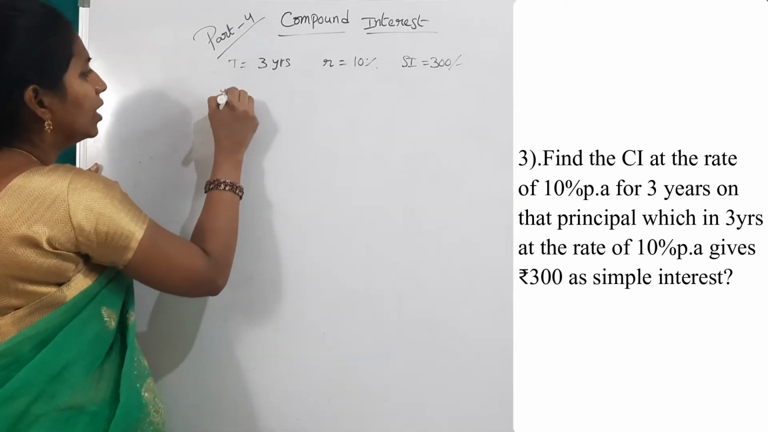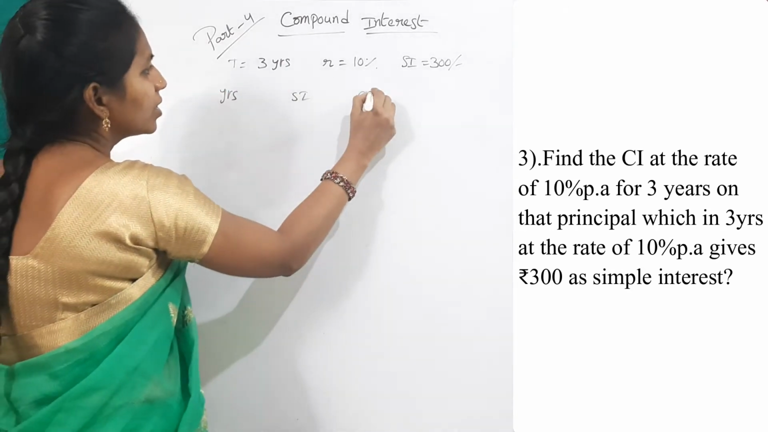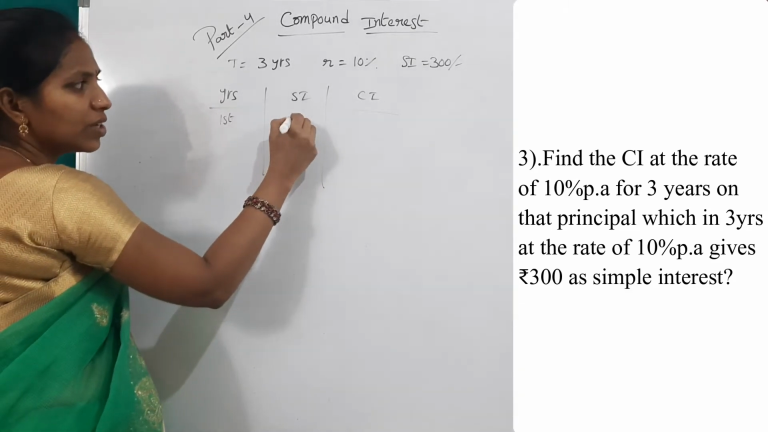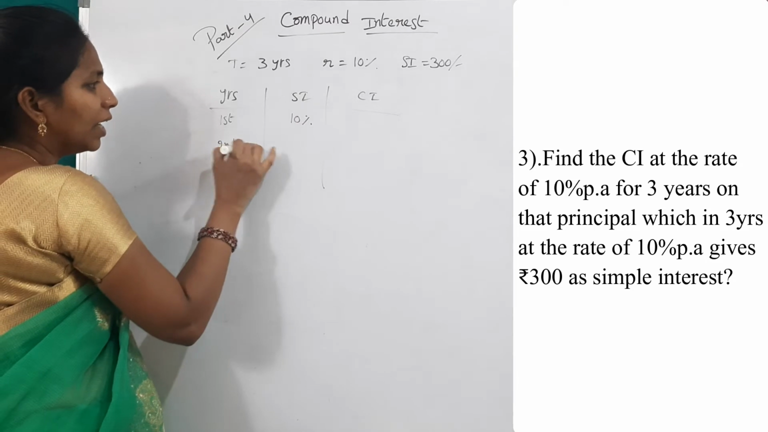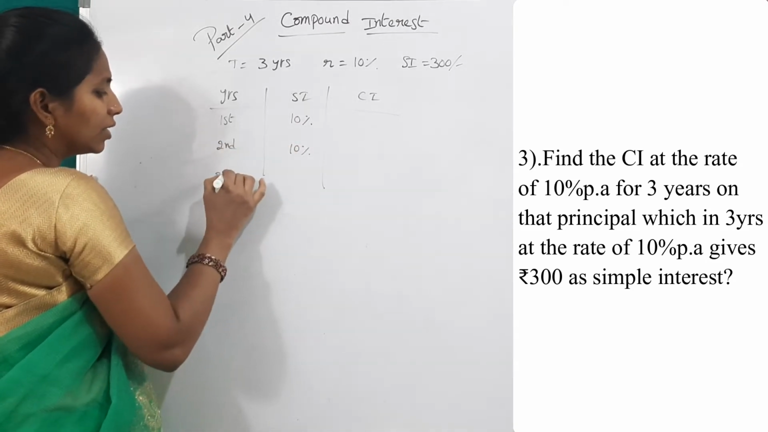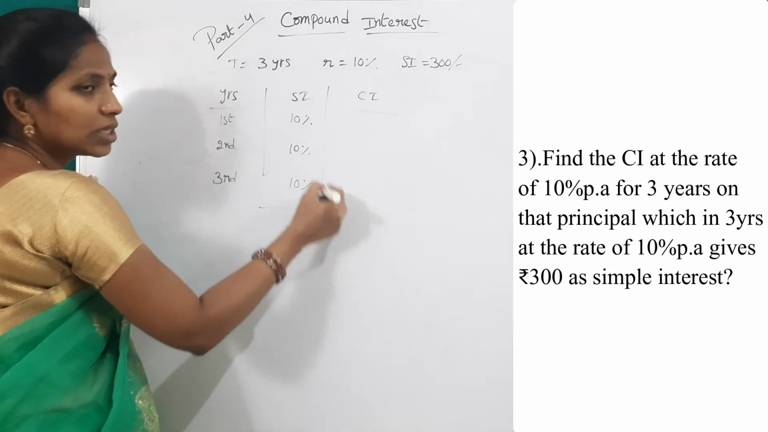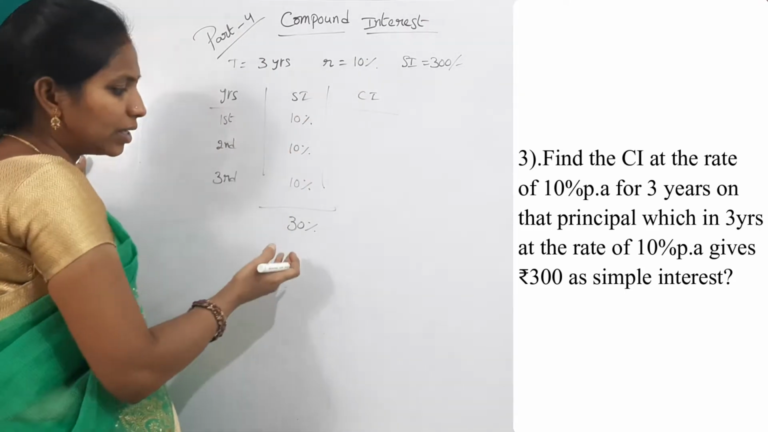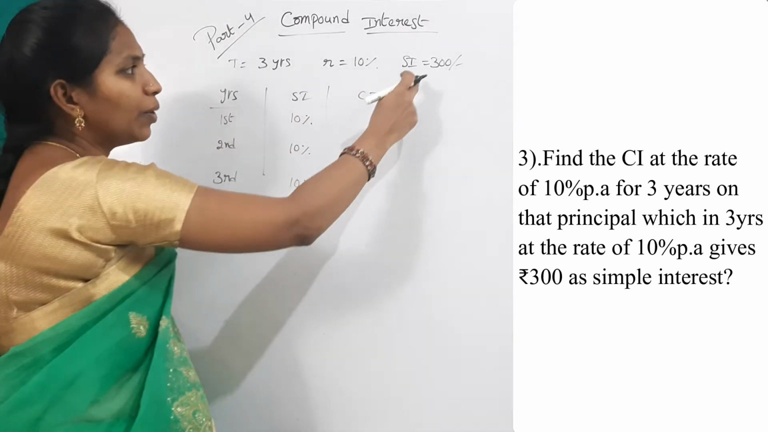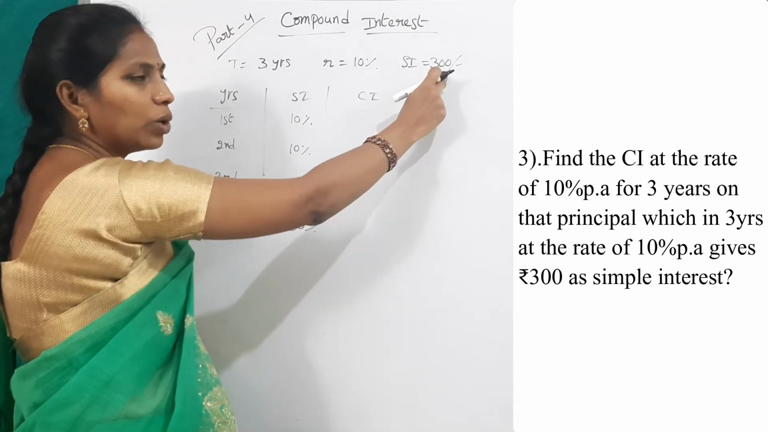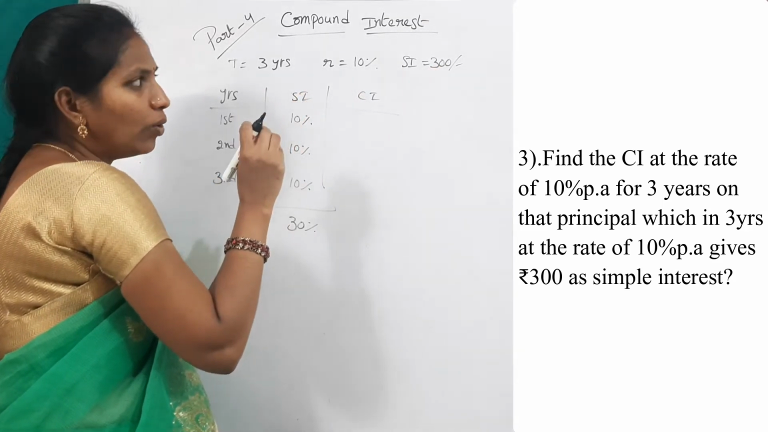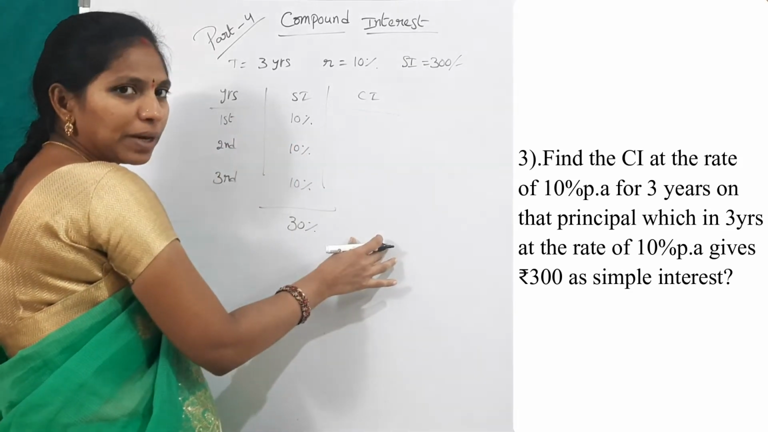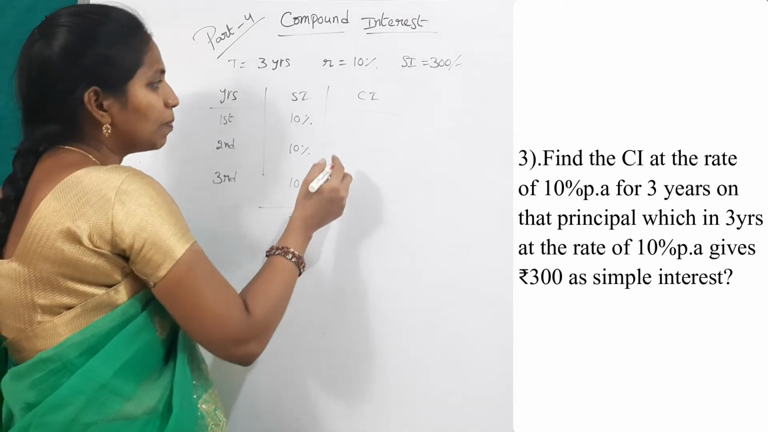Okay. Years and SI, CI. First year 10%, second year also 10% and third year also 10%. What is the total simple interest? 30%. Simply 3 into 10%, that is 30%. Here given information is 30% is equal to 300 rupees. Now we have to find out the corresponding compound interest.